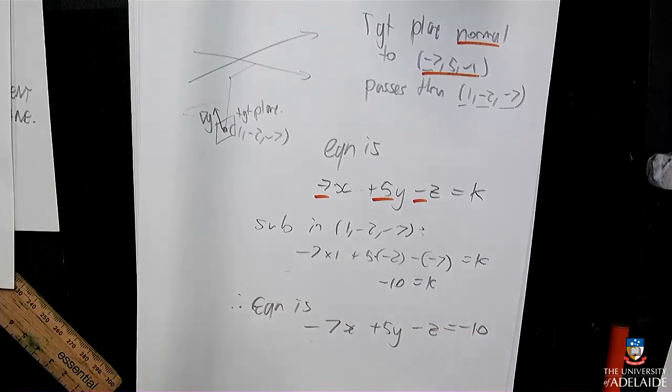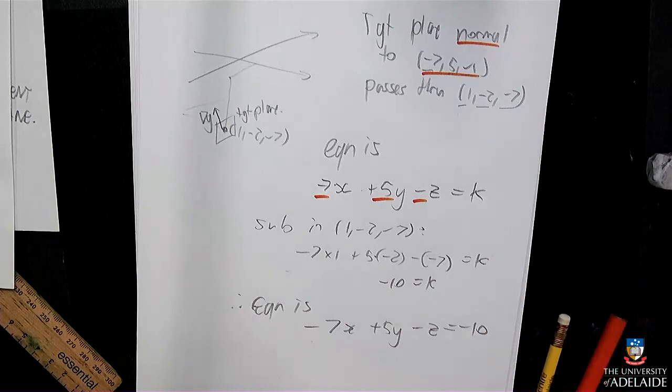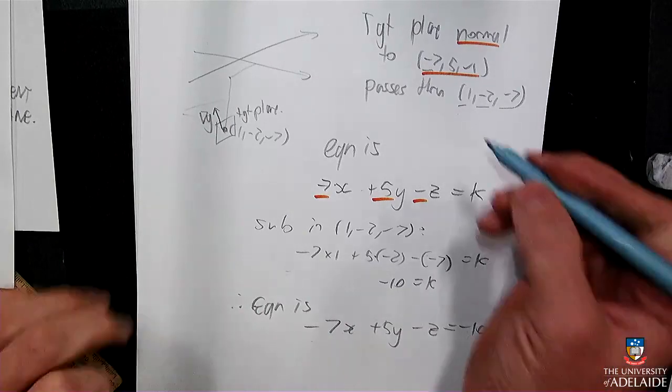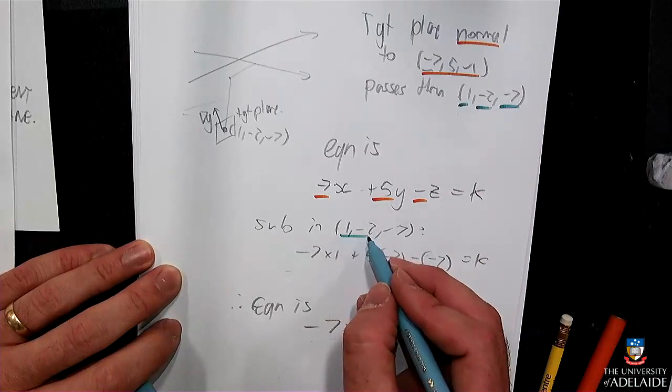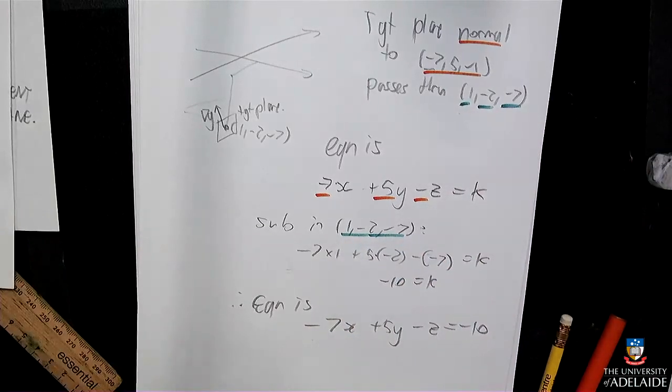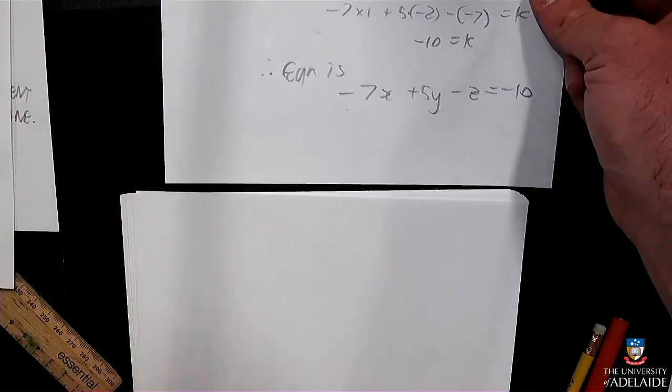I know that the normal produces the coefficients, and if I sub in the point, it produces the correct constant. Your lecturer probably did this, so I just want to include that too.